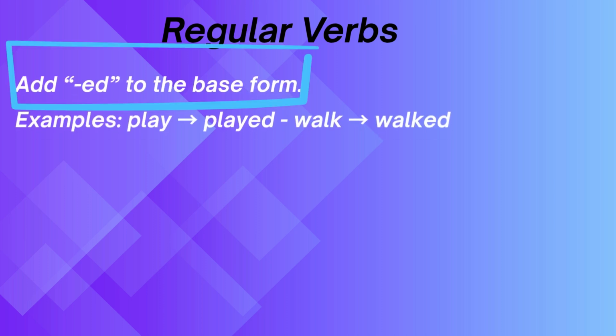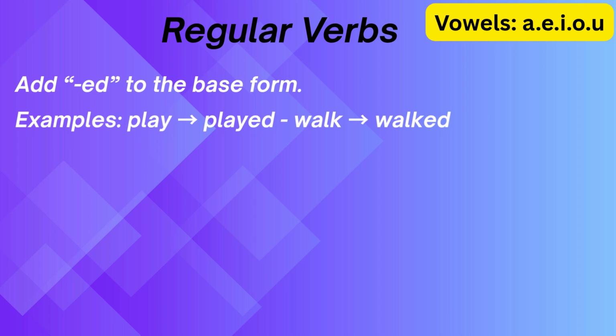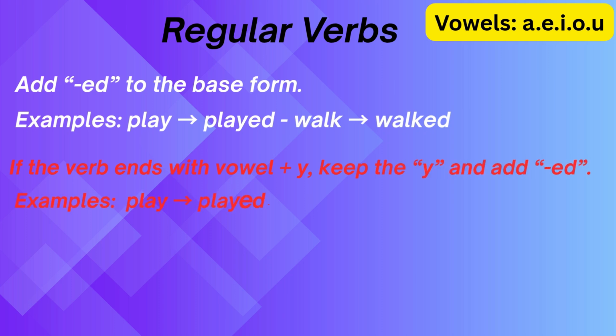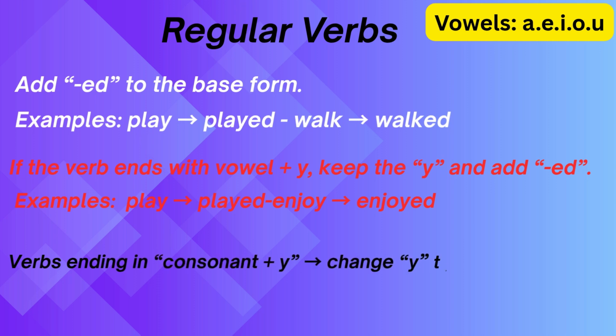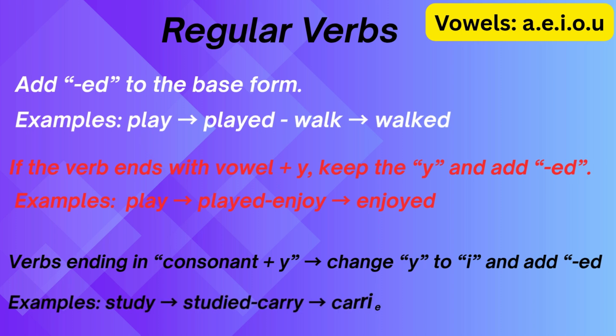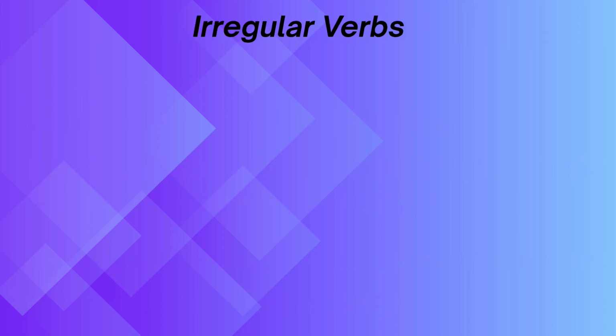When it comes to verb past form, we have regular and irregular verbs. Regular verbs form the past tense by adding ed. Examples: play, played, walk, walked. But if the verb ends in a vowel plus y, keep the y and add ed. Play, played, enjoy, enjoyed. Remember vowel plus y. However, if the verb ends in a consonant plus y, change y to i and add ed. Study, studied, carry, carried.